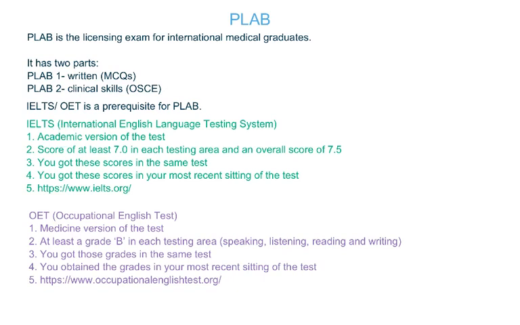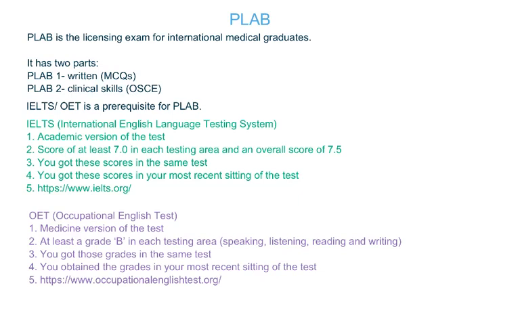IELTS stands for International English Language Testing System. According to GMC, there is a certain criteria for IELTS, which is that you have to take the academic version of the test. The score should be at least 7 in each testing area and an overall score of 7.5. You should get these scores in the same test and in the most recent sitting of the test. For further information on IELTS, you can visit the official website.